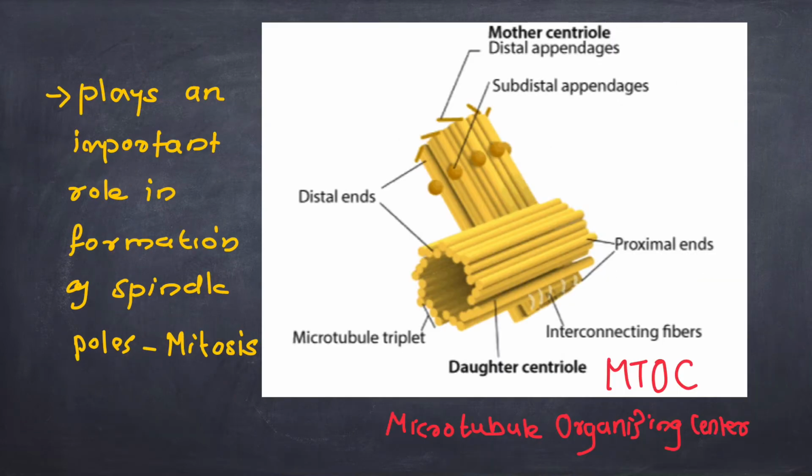This is centrosome, which is the microtubule organizing center, and it is made up of two perpendicular centrioles, mother and daughter centrioles, connected by interconnecting fibers. It plays an important role in spindle formation during mitosis.